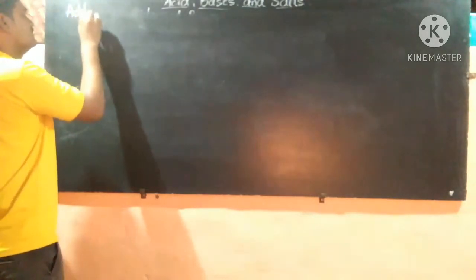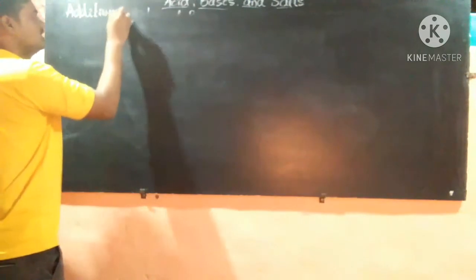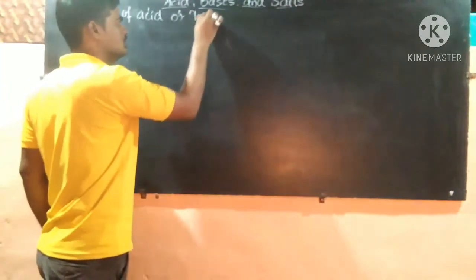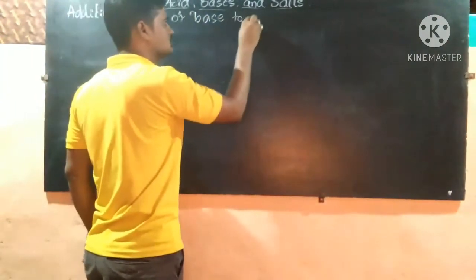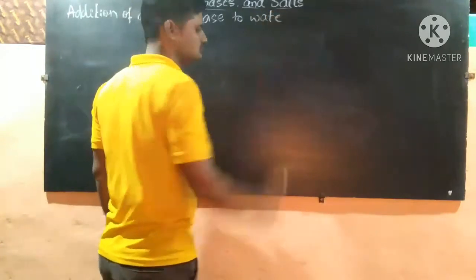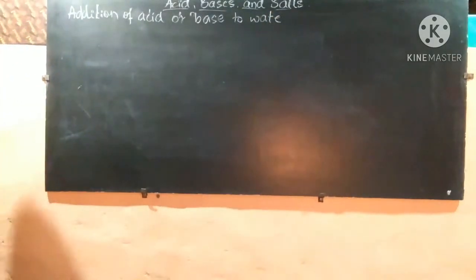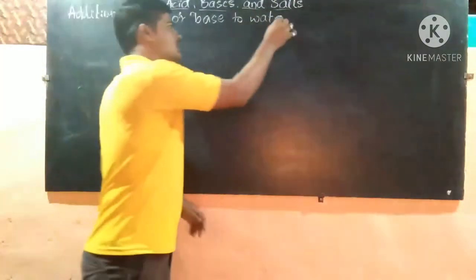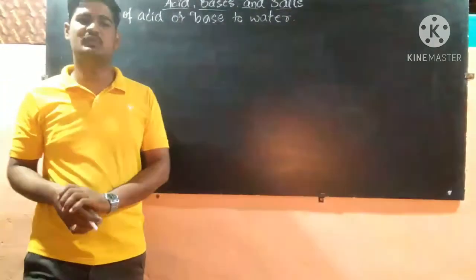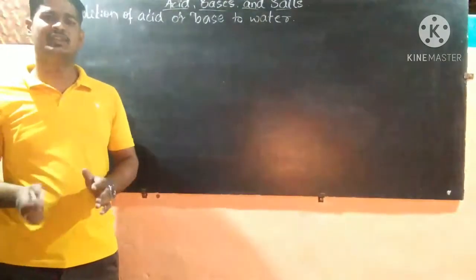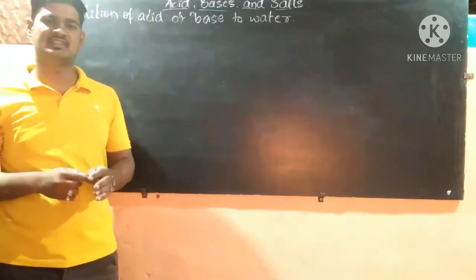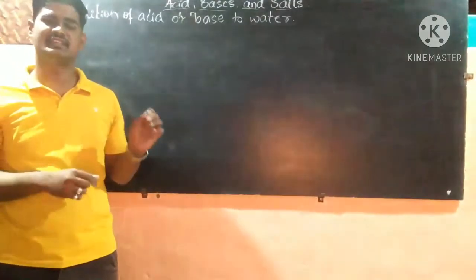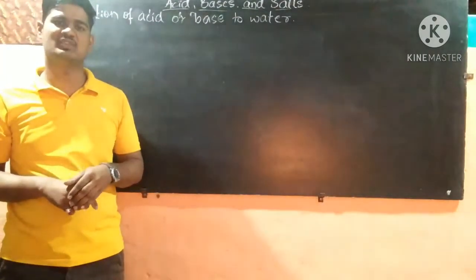And the next one is addition of acid or base to water. This addition of acid or base to water is also known as the diluting process. While diluting an acid or a base, the precaution we should take is that the acid should always be added to water with constant stirring.